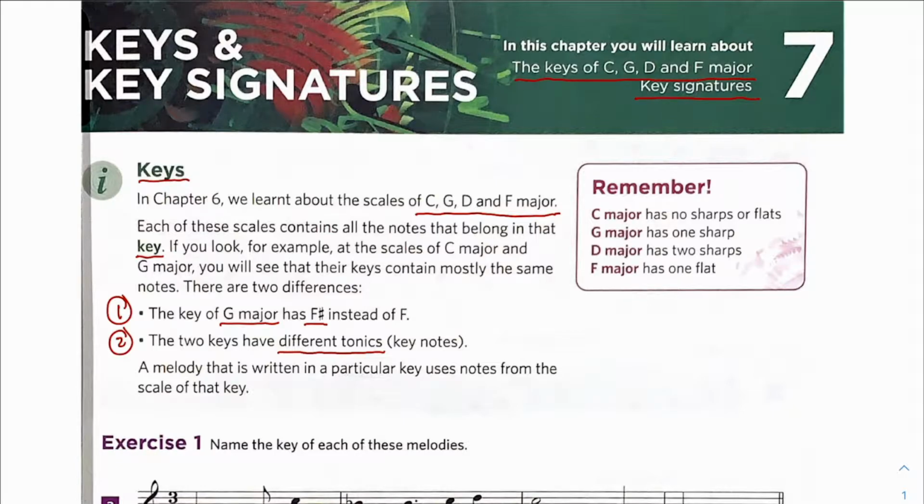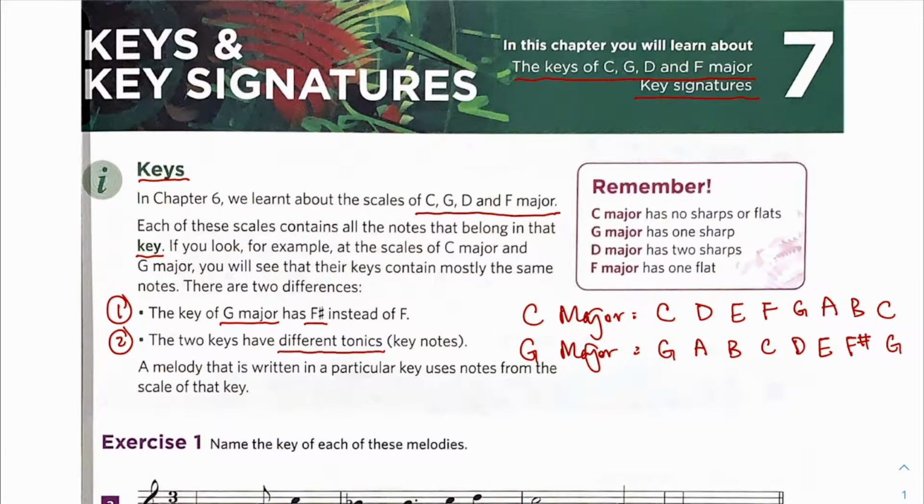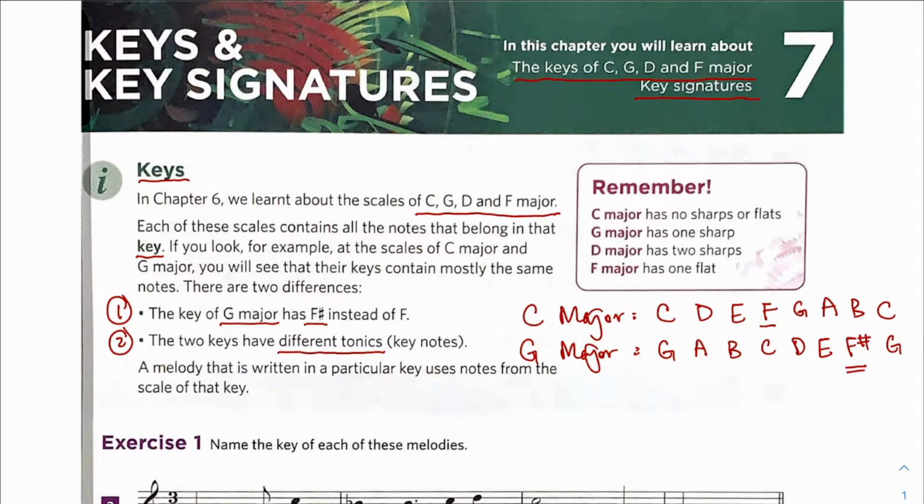Now let's compare C major and G major. In the scale of C major, we have C, D, E, F, G, A, B, and C. And in the key of G major, we'll start with G, because G is the tonic. So G, A, B, C, D, E, F sharp, and G. You will notice that they both have these 7 letters, C, D, E, F, G, A, B. The only difference is that in C major we have F, and in G major it is F sharp instead of F.